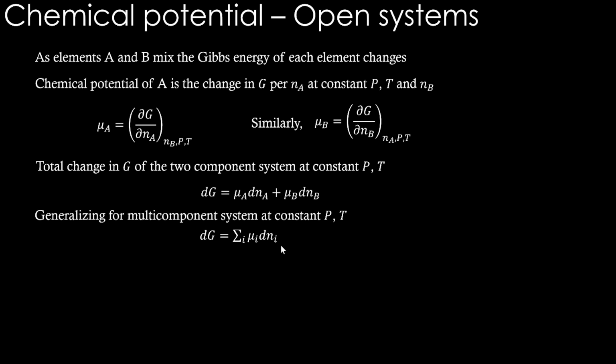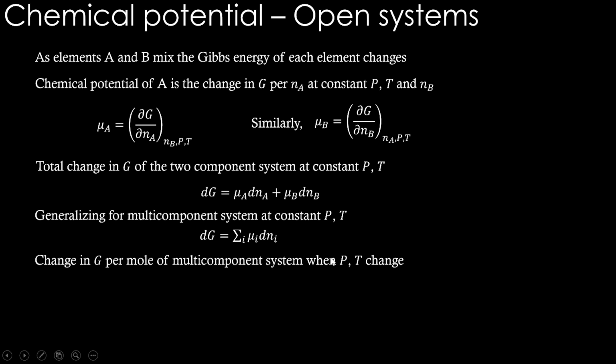Okay, this is true for constant pressure and temperature. If we want to change pressure and temperature also, when P and T change, what happens? We know what happens. dG is VdP minus SdT. We already know this. This is how G depends on P and T. And to that, we have to add this new term, which comes because of the multi-component system, where mu i dNi comes.